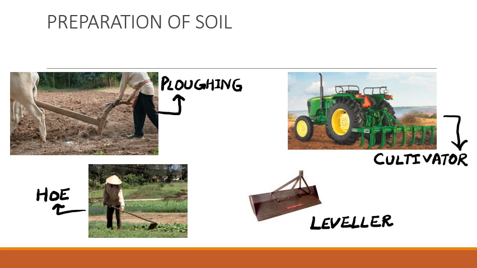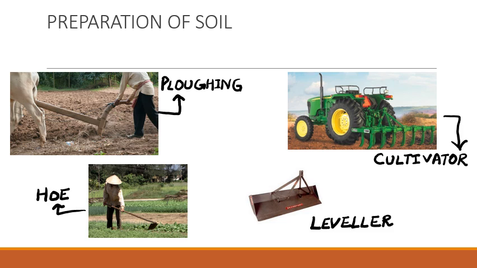For preparation of soil, certain tools are used. We'll go one by one. The first one is the traditional tool, which is the plow. Traditionally, plowing was done using a tool known as a plow. It was pulled by animals like bulls, buffaloes or horses. Now, what is the structure of a plow?